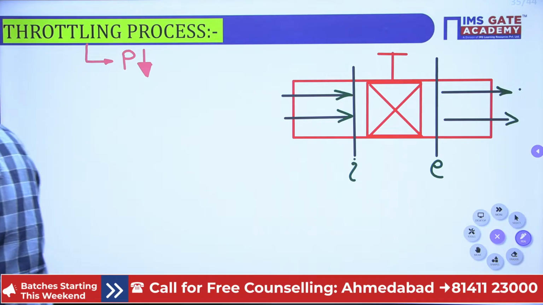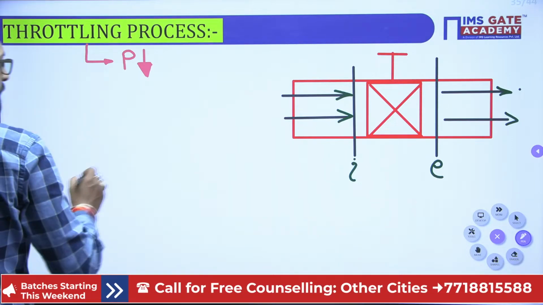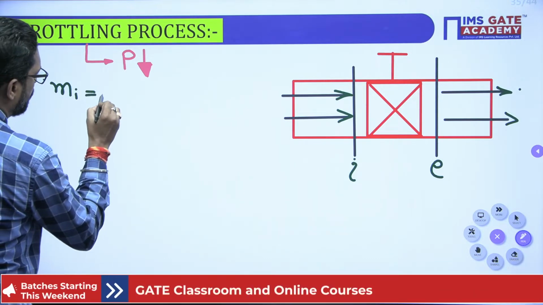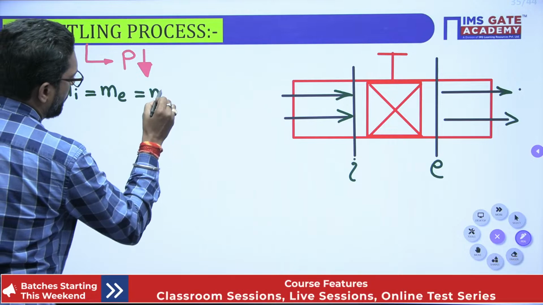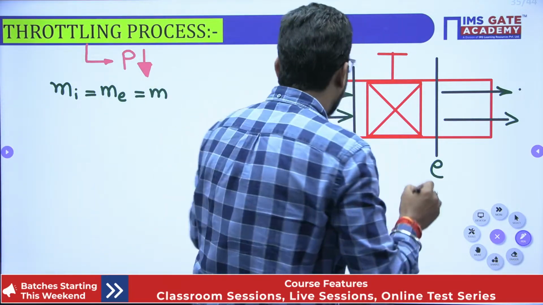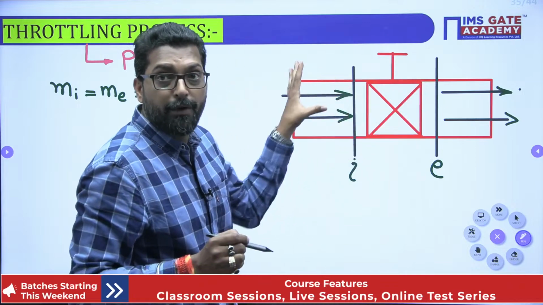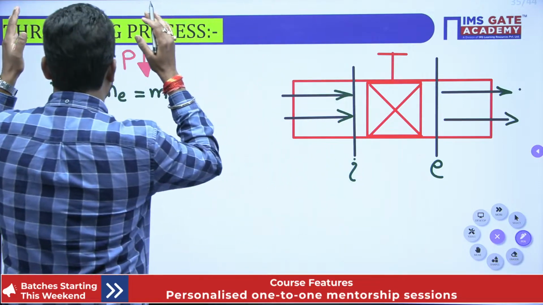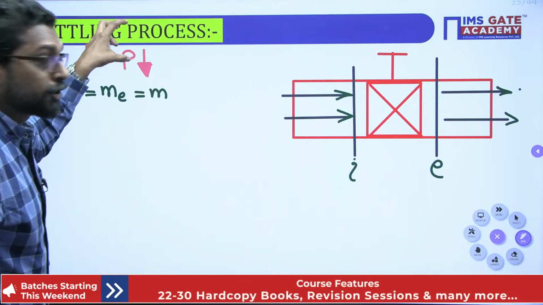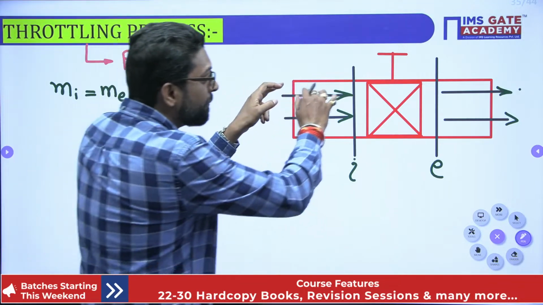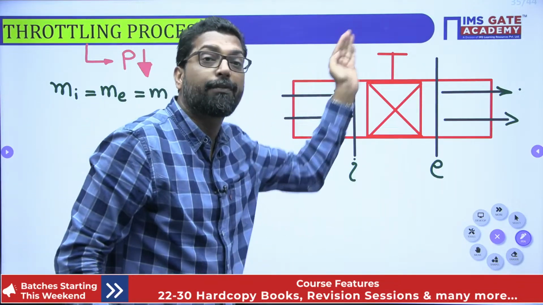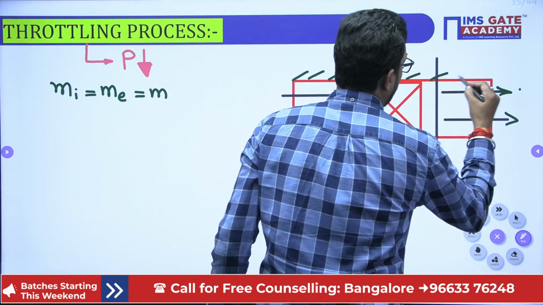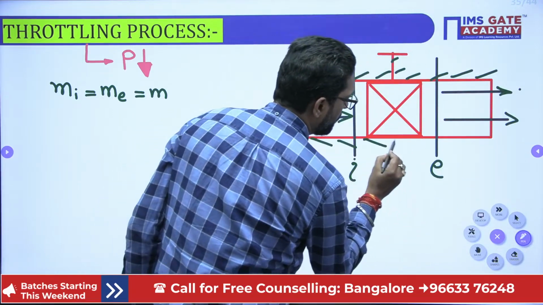Okay, beta. So this is the throttling process. Now there is one inlet and one exit. That means mi = me = m, and we know that this is a steady flow device. What is the assumption, the background, when we study the throttling process? The throttling process is fully adiabatic. That means there is no chance of heat transfer. All the things are adiabatic.